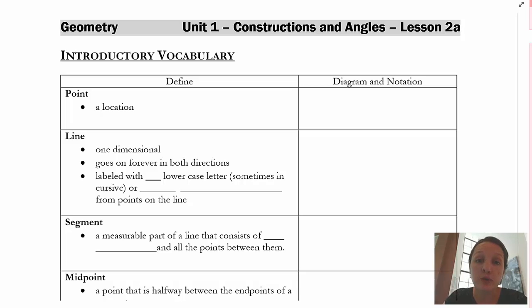So, welcome to geometry vocabulary. I'm going to try and make this as painless as possible. So the first thing you're going to have to do is follow along with me here.